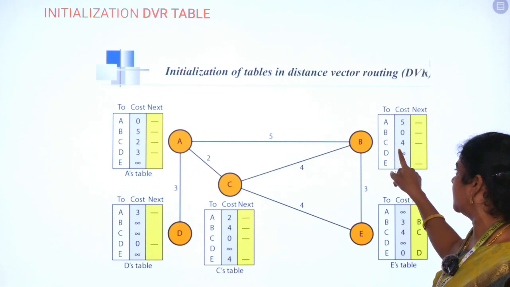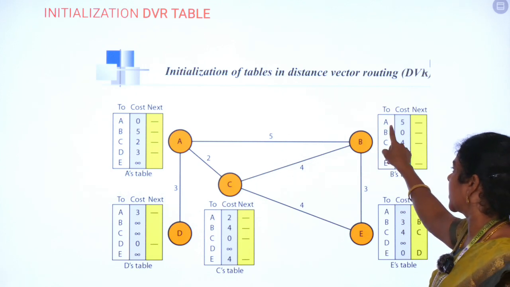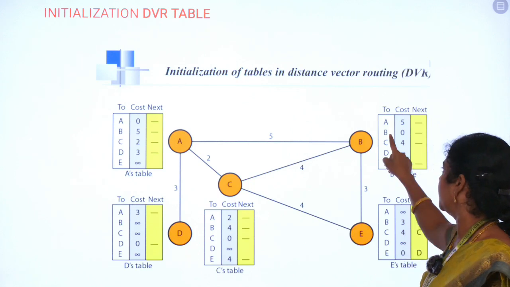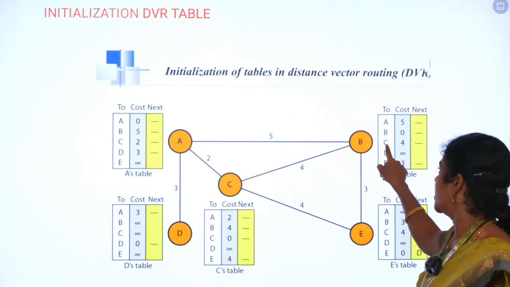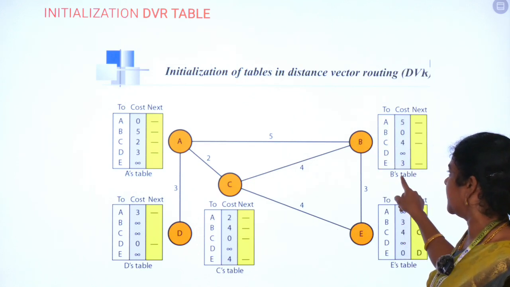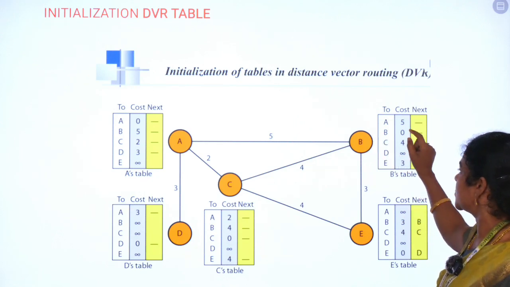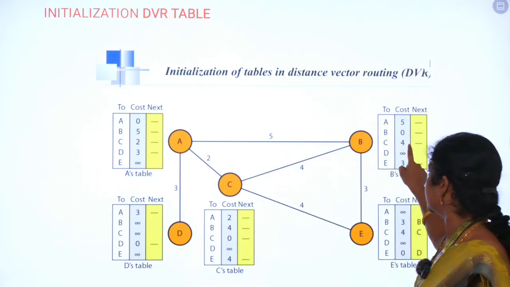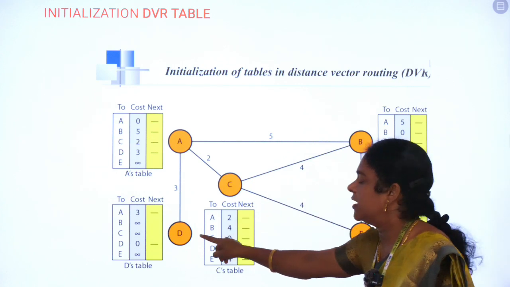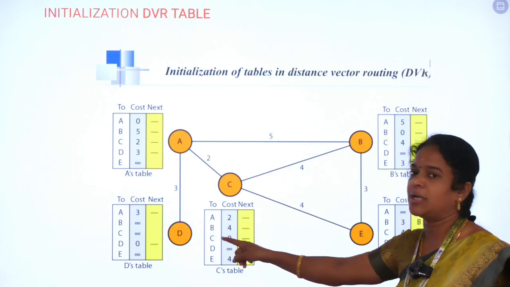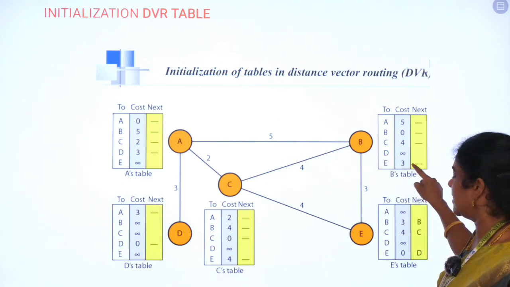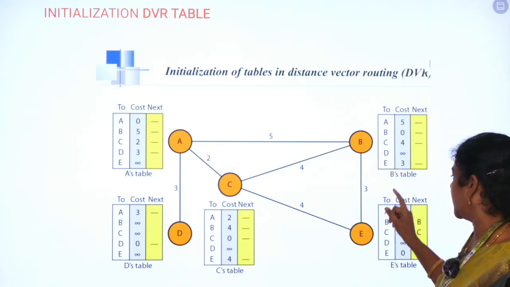Similarly, the B table: we start from B. A to B cost is 5. B is the self node, so B is 0 because this is the B table and there is no self loop, so B is assigned 0 cost. B to C cost is 4. B to D we cannot reach because it is not a neighboring node, so we put infinity. B to E we assign 3. This is the B table.